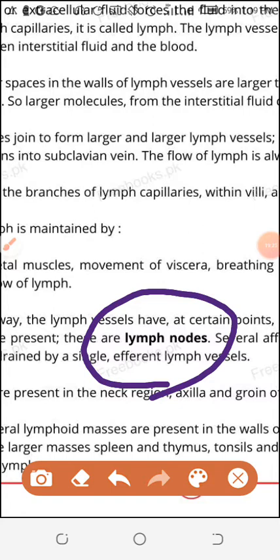And what will happen next? The bacteria will not be able to enter the lymphatic capillaries, and it will not be able to enter the blood. So lymph nodes will filter the bacteria.